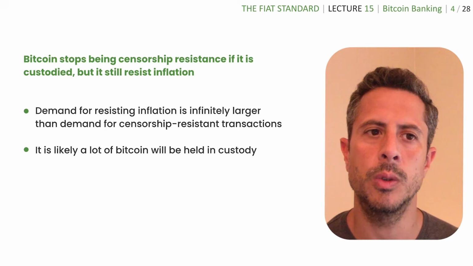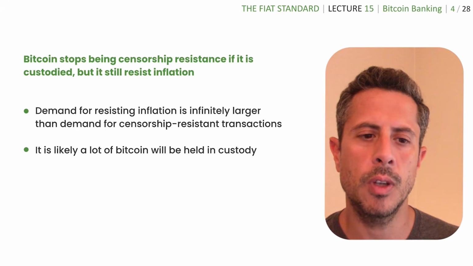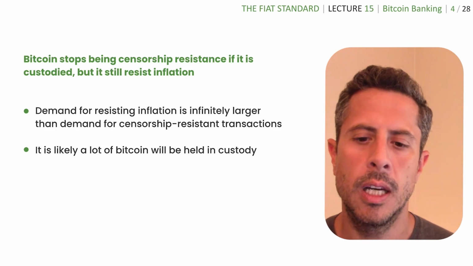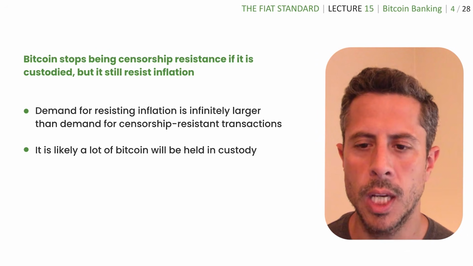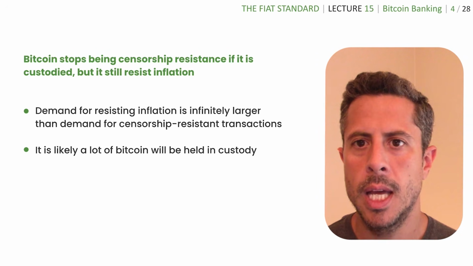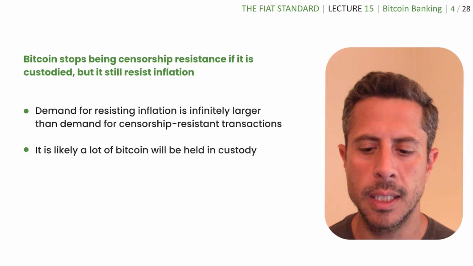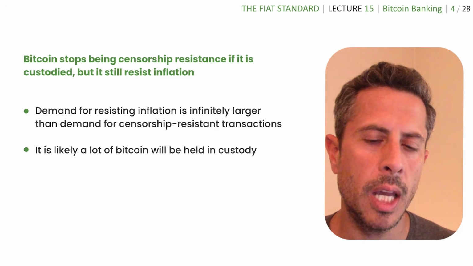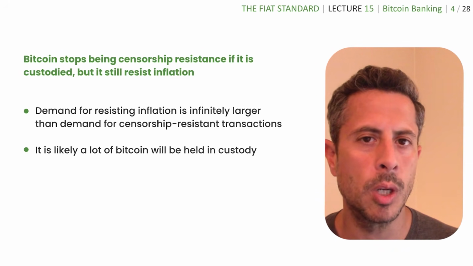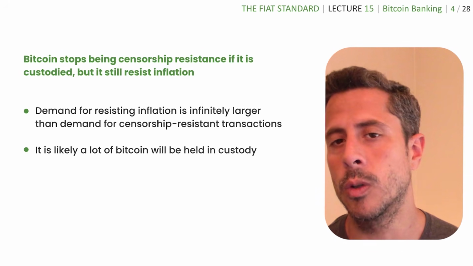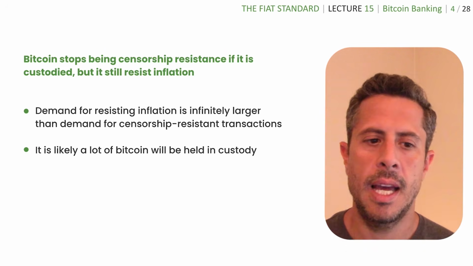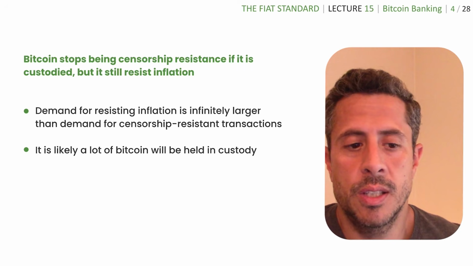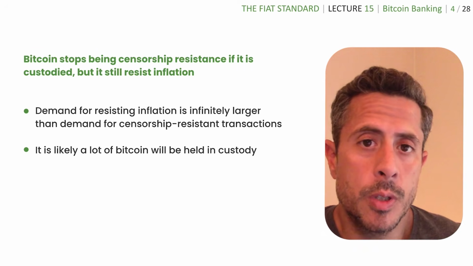with a few custodians. And as long as we continue to have a rich ecosystem of independent nodes that own Bitcoin and transact on-chain with the Bitcoin, as long as we have that going, then the monetary policy for Bitcoin remains intact, and you are able to benefit from that monetary policy even if you keep your Bitcoins with somebody else. And so demand for resisting inflation is infinitely larger than demand for censorship-resistant transactions.